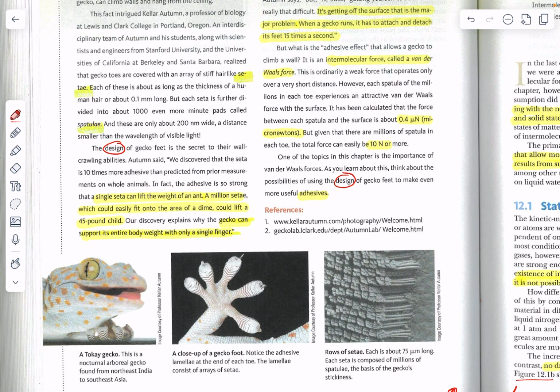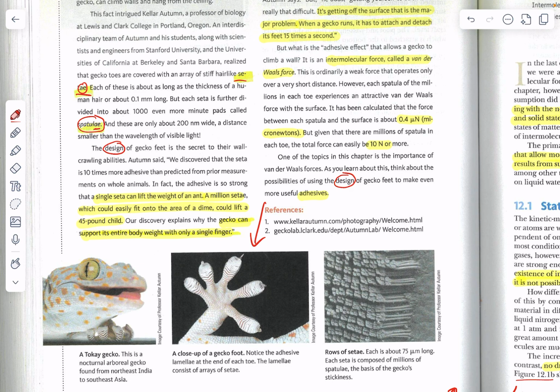So when we observe the feet of the gecko, here's a close-up, we see that they have these stiff hair-like structures called setae. AE, right here, is a plural ending in the Latin language. And these are about as long as the thickness of a human hair, which is 1/10 of a millimeter. And you've got thousands of these things on pads. And the pads are called this, and there's another Latin plural ending. And these are about 200 nanometers wide, which is smaller than the wavelength of visible light. Give you a sense of how extremely small they are.